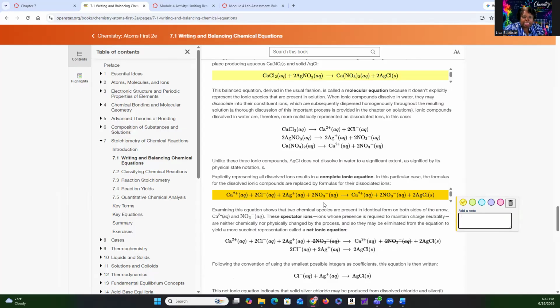And we looked at this in the previous module. But if you don't remember, please refresh your memory on what the charges are based on where the element is located in the periodic table. Ca is in group 2A, so it has a +2 charge. Cl has a -1 charge. You don't have to put the 1, okay? Ag is automatically plus, and it doesn't depend upon where it's located.